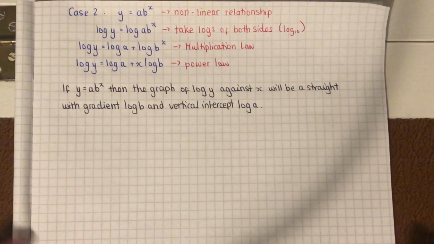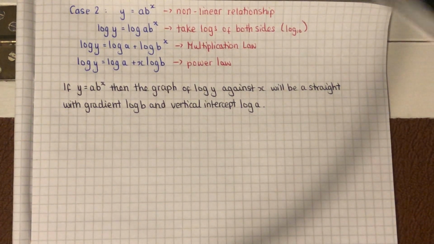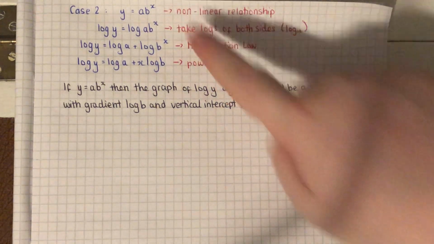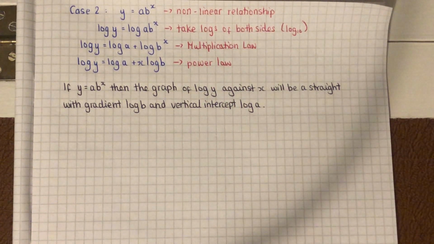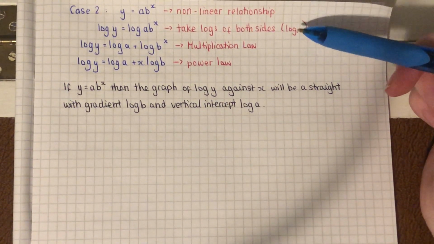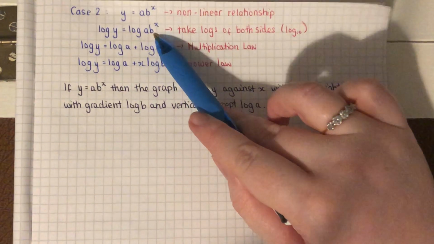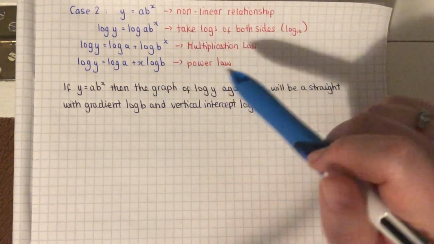Okay. So case 2, slightly different. This time, rather than x being the base, x is now the power. The bits that I've done afterwards are exactly the same. All I've done is take logs of both sides, split the logarithm of these two, so we've added them, and then brought the x down.